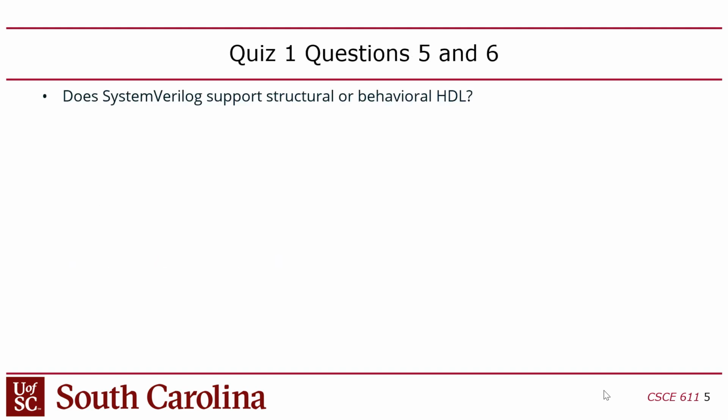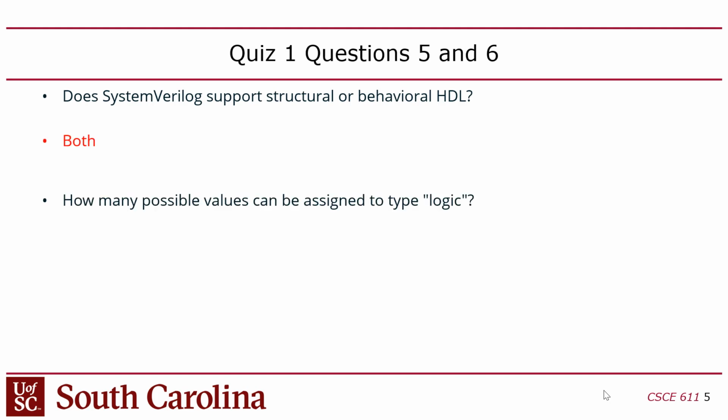Okay. Does SystemVerilog support structural or behavioral HDL? It's both. How many possible logic values can be assigned to type logic? This one's a little weird. I talked about 4 in class, but I mentioned that there's actually some other ones in SystemVerilog that we don't use, but there's only 4 you need to worry about. That's Z, X, 1, and 0.